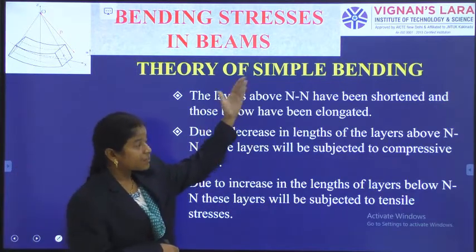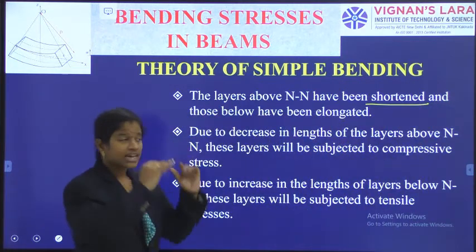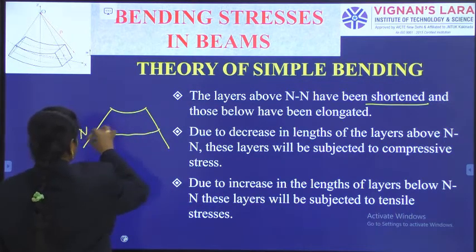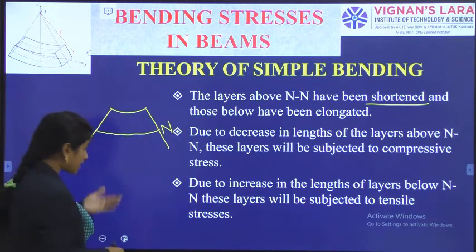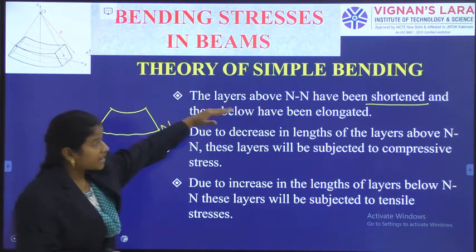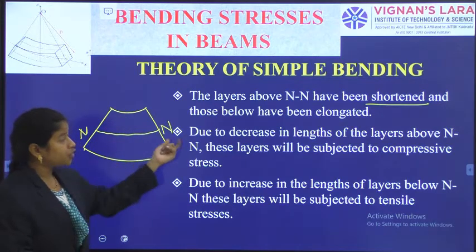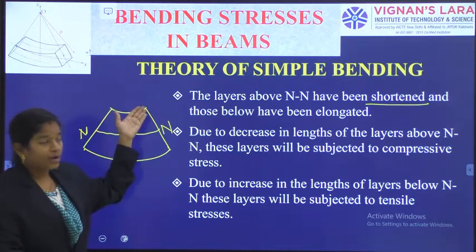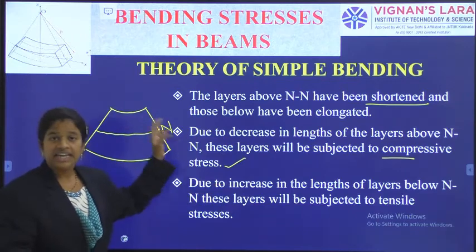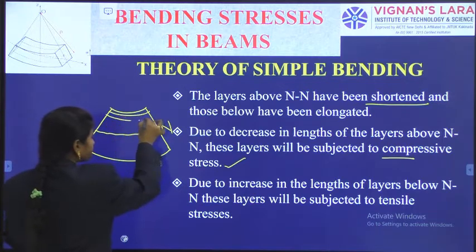And the layers above NN have been shortened. Yes, because it has the highest shortening at this level. And at NN level, there is no shortening. And below, we are having the highest elongation. Okay, so the layers above NN are getting shortened and below are getting elongated. Due to decrease in the length of the layers above NN, these layers will be subjected to compressive stress, as we have already mentioned.